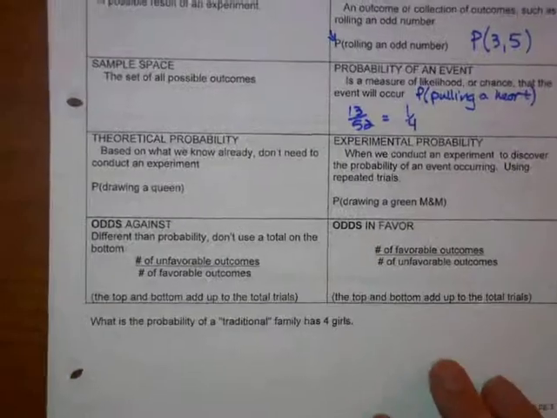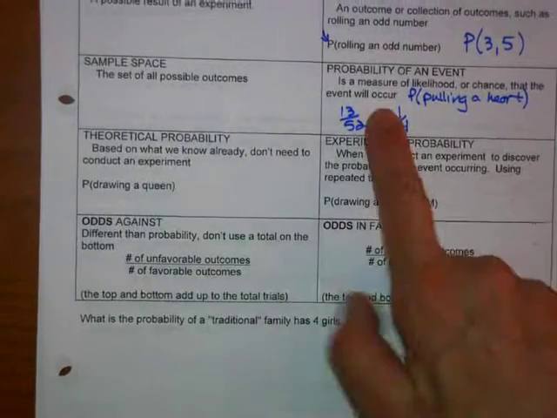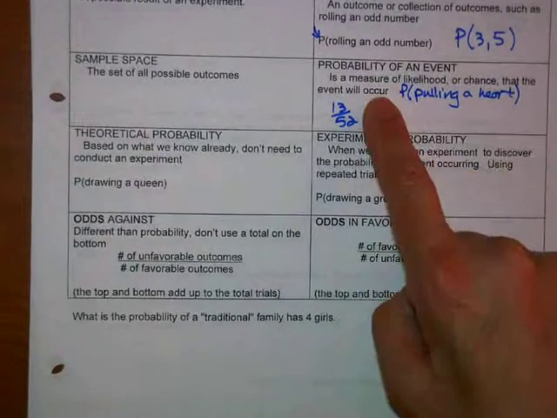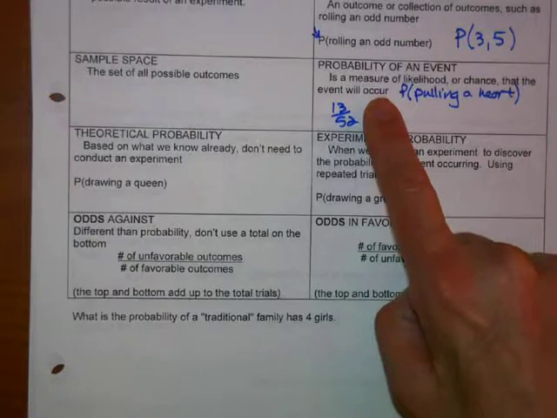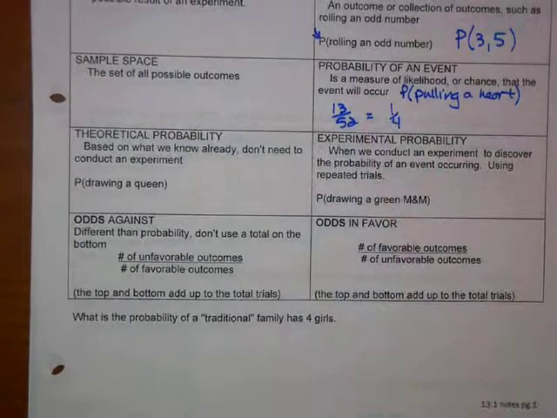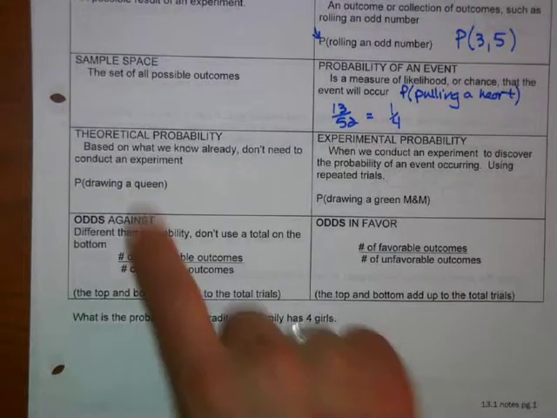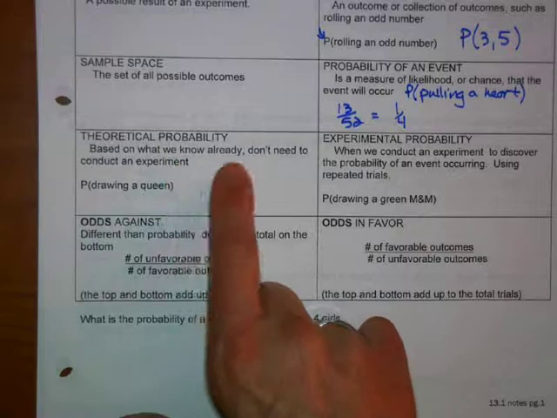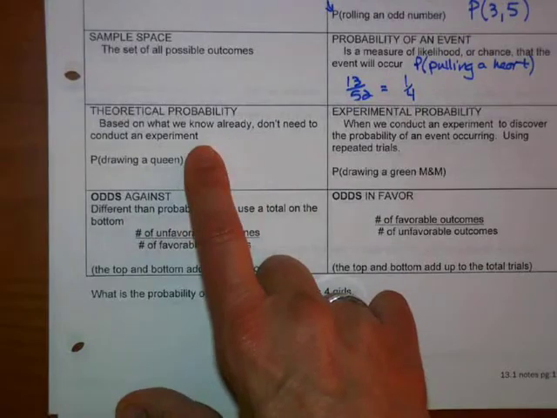Theoretical probability. We actually used theoretical probability to come up with that answer. It was stuff that we know. We knew there's 4 different suits in a deck. We know there's 13 hearts in a deck of cards. Those of us that play cards. Theoretical probability is based on what you know already. You don't need to conduct an experiment.